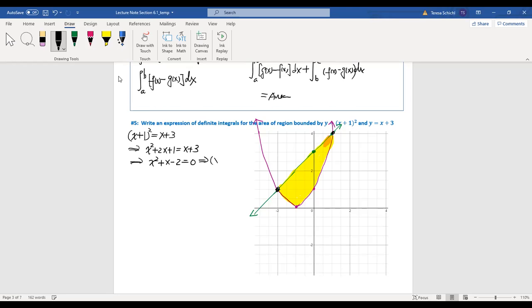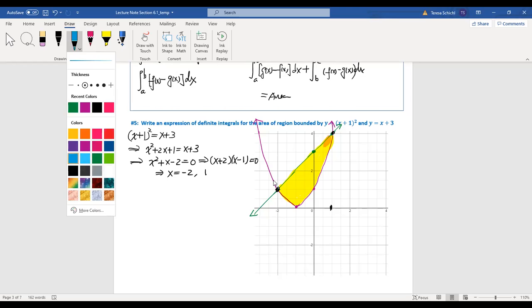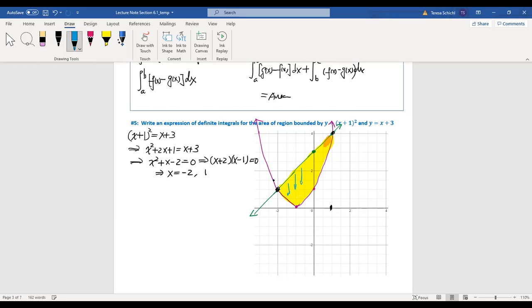And now you factor it, I think, right? (x plus 2) times (x minus 1) equal to 0. So what is the value of x? x equal to -2 and x equal to 1. So our graph did a pretty good job. We got that. Okay, so now I'm going to integrate. The green line is on the top, right? So since the green line is on the top, we can go this way, right? So go down, so you have the green line minus the purple line here.